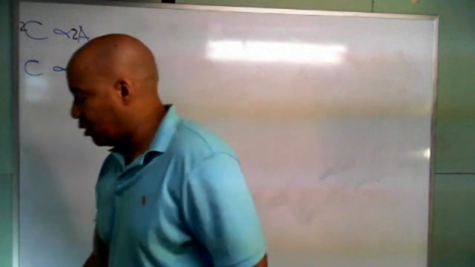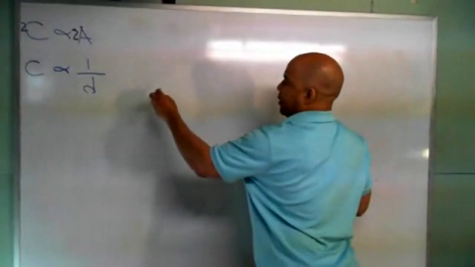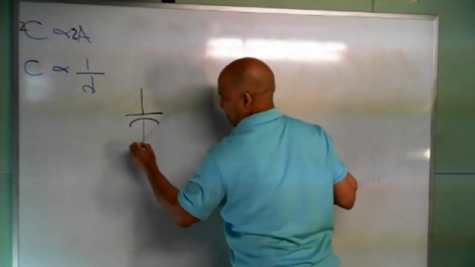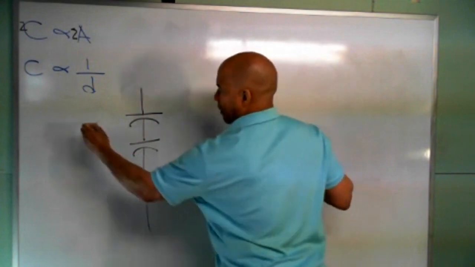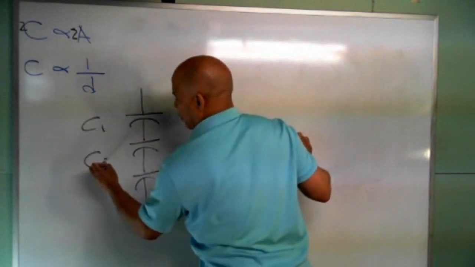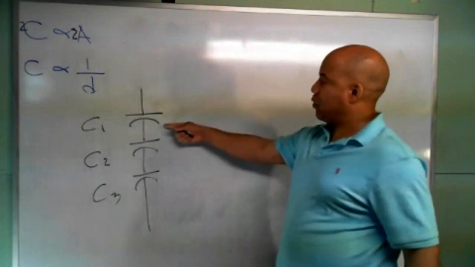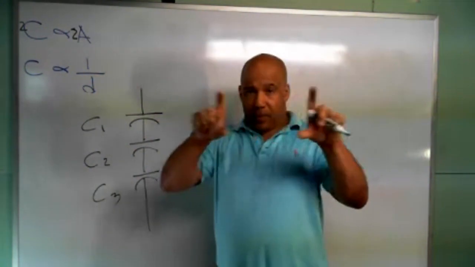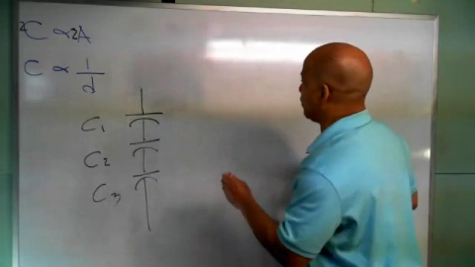So what I'm going to do is take 3 capacitors and connect them up in series. I'm going to have C1, C2, and C3 in series, but I don't want to draw it like that. I'm going to exaggerate that bottom part. I'm going to draw the parallel plate so it looks more like a parallel plate capacitor.